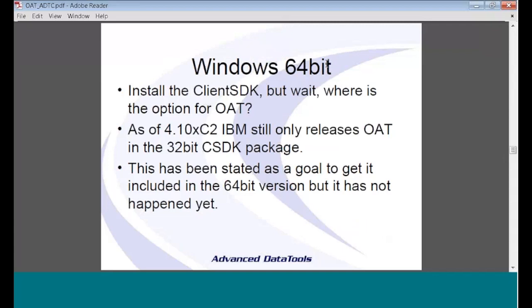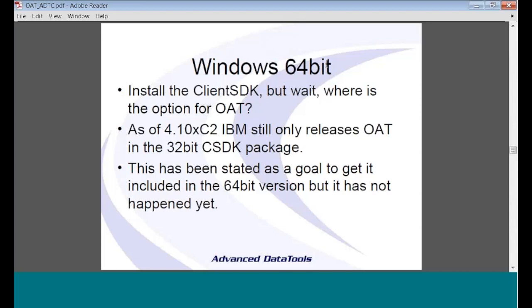So you need to go and install the 32-bit version of the CSDK. One note I will make here, if you are doing that and you're going to use the system for something else other than just OAT, I would make sure to install a copy of the 64-bit CSDK after the 32 to make sure you have all of your links pointing to the right version of the 64-bit CSDK core applications.